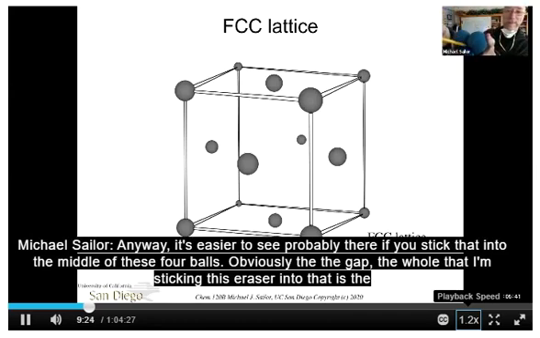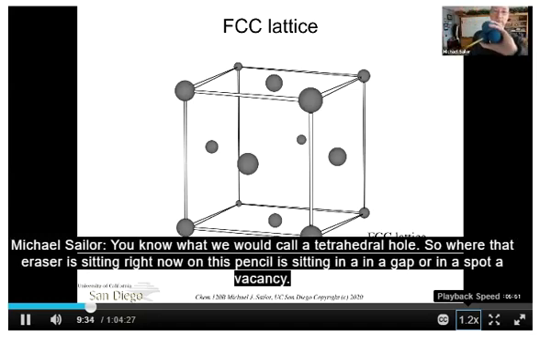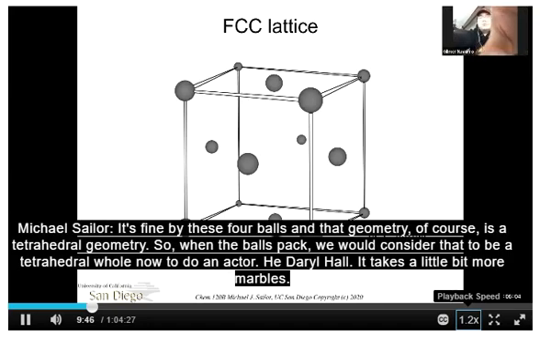If you stick that into the middle of these 4 balls, the gap, the hole that I'm sticking this eraser into, is what we would call a tetrahedral hole. Where that eraser is sitting right now on this pencil is a spot of vacancy. It's defined by these 4 balls, and that geometry, of course, is a tetrahedral geometry. So when the balls pack, we would consider that to be a tetrahedral hole. Now, to do an octahedral hole, it takes a little bit more marbles.